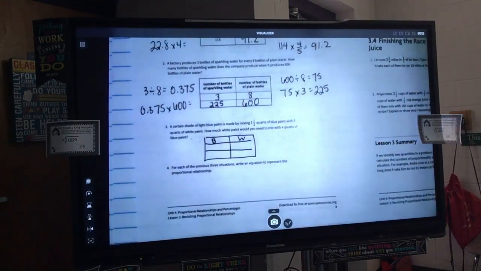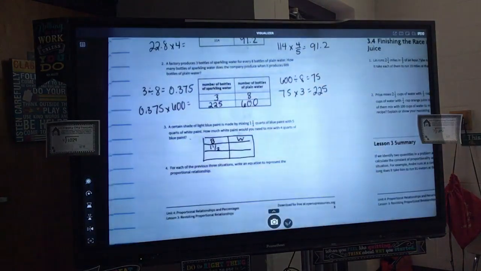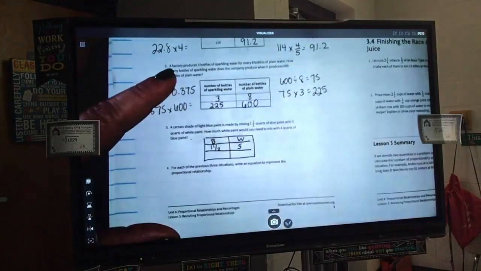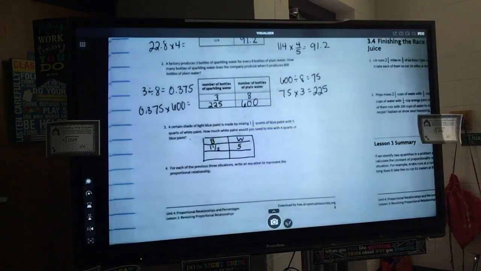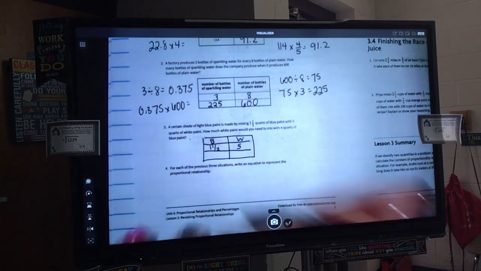What does it tell us? Cooper? 1.5. How many quarts of white paint do we need? Ace? 5. So it gives us in our question, how much white paint would you need to mix with 4 quarts of blue paint? Does it give us our blue paint or our white paint? Blue. Read the question. So it gives us our blue, which is 4.